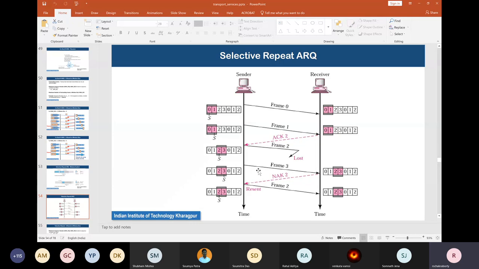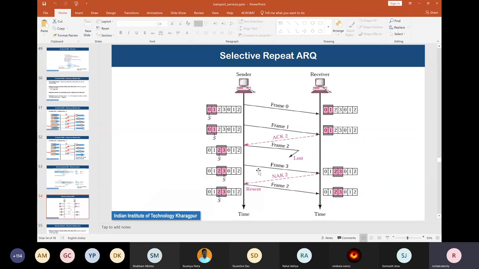Earlier in Go-Back-N, the receiver wouldn't have received 3 because it had not received 2. It wouldn't even have acknowledged 3. It wouldn't have done anything about 2 and 3 because 2 got lost. But this time it says, I am allowed to receive frames out of order also. So okay, I will receive 3, but I will put 3 in its proper place in my receiving window.